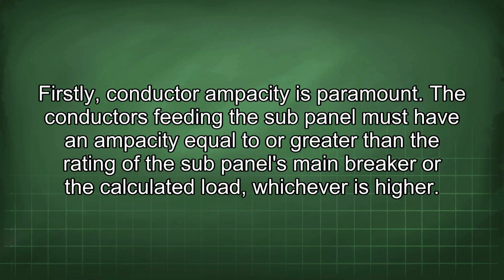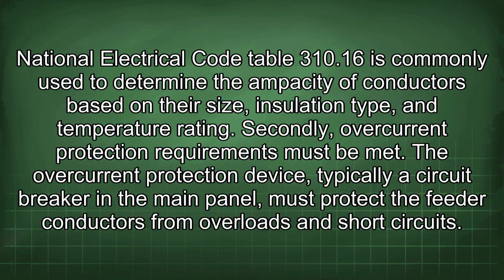Firstly, conductor ampacity is paramount. The conductors feeding the sub-panel must have an ampacity equal to or greater than the rating of the sub-panel's main breaker or the calculated load, whichever is higher. National Electrical Code Table 310.16 is commonly used to determine the ampacity of conductors based on their size, insulation type, and temperature rating. Secondly, overcurrent protection requirements must be met.